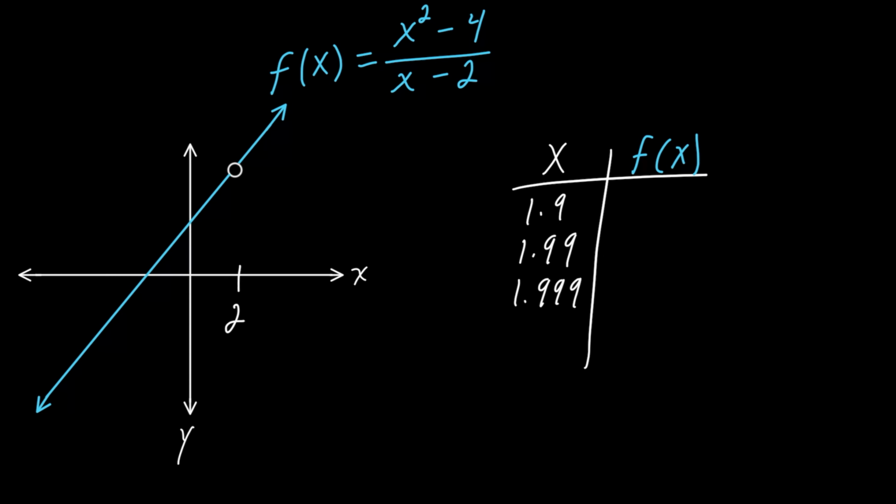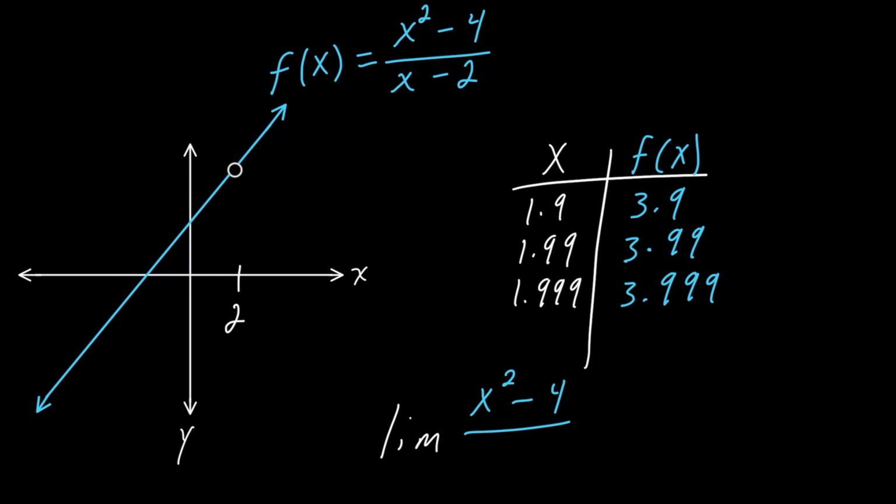Let's see what the corresponding f of x values would be. If we plugged these numbers into x, what would we get out? Well, we would get 3.9, 3.99, and 3.999. So we can see as x approaches 2, as it gets really close to 2, our f of x is getting really close right over here to 4. So we would say that the limit of x squared minus 4 divided by x minus 2 as x approaches 2 equals 4.